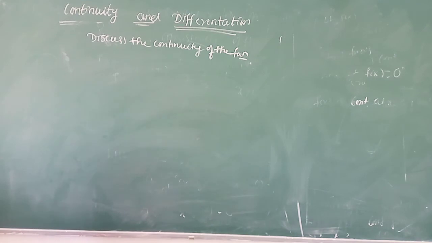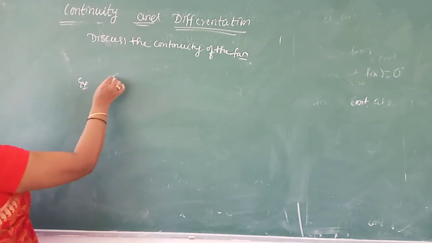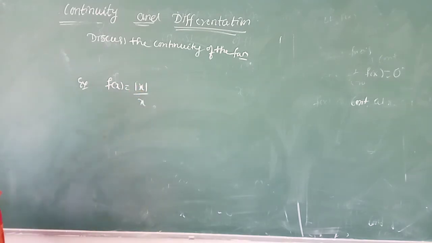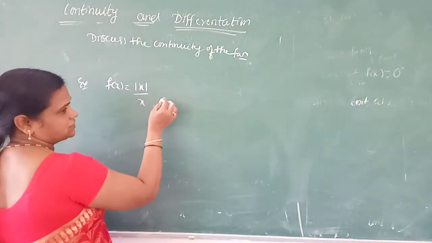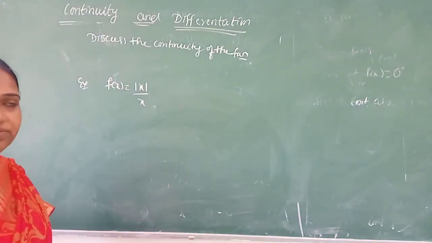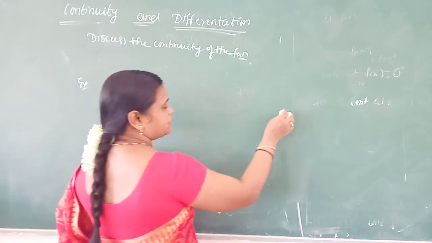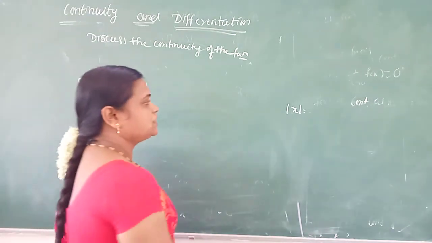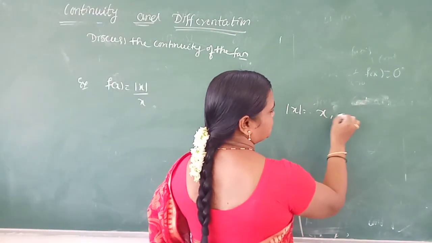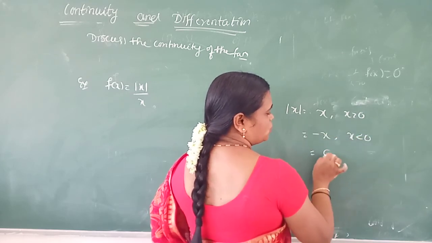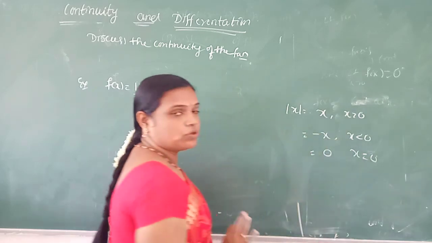And next I will take another example. See, another example. F of x is mod x by x. That is the given example. Discuss the continuity of the function mentioned. The very first step is we have to apply the mod x definition. For mod x, the condition is x for x greater than 0, minus x for x less than 0, and 0 at x equal to 0. We have to apply it here.